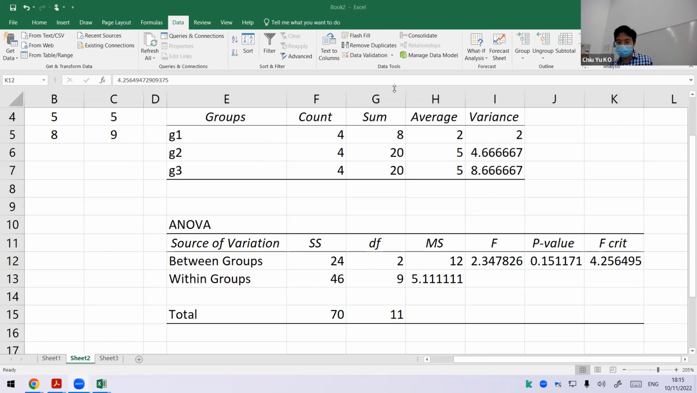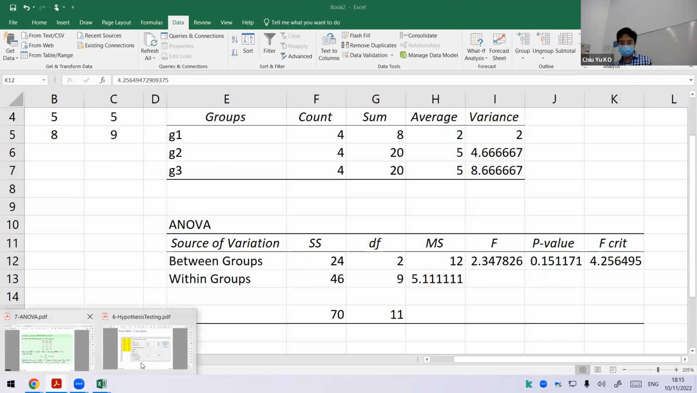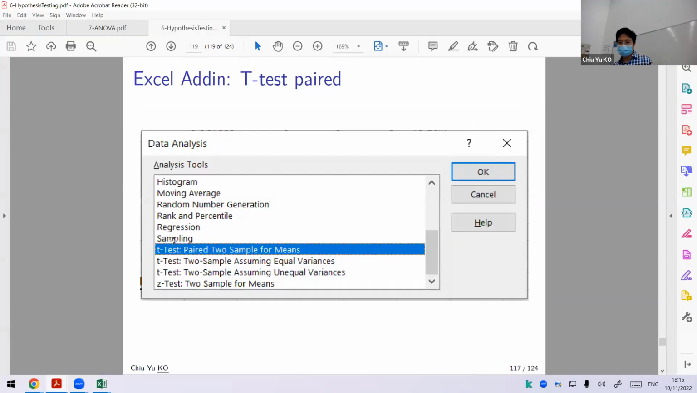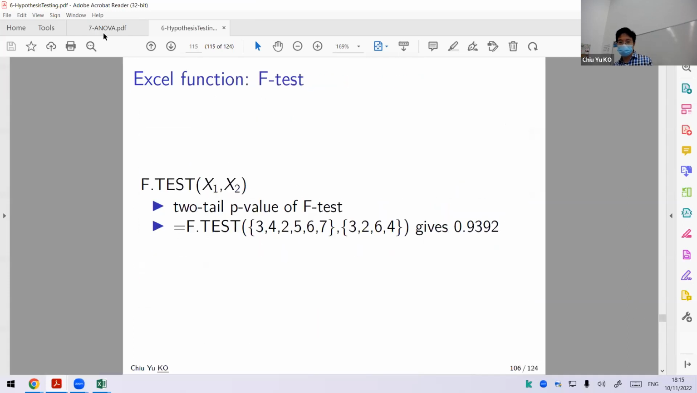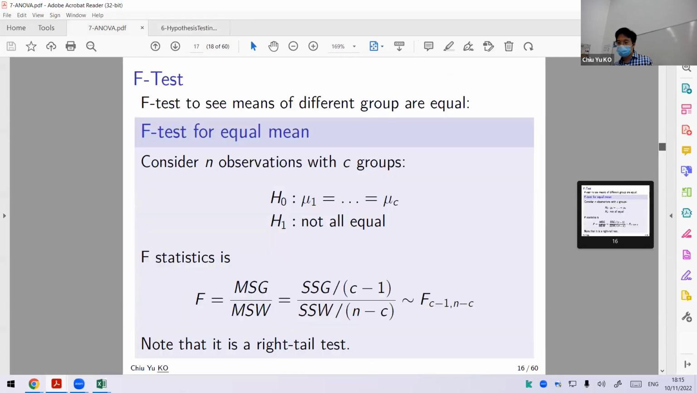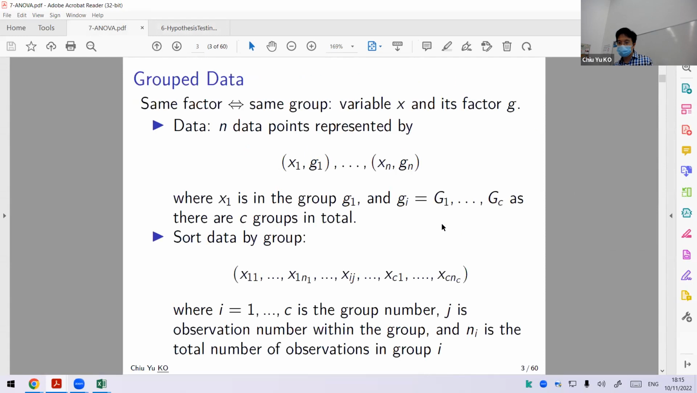See, on page 14 is the number of groups. Oh, I see it, at the beginning of the slide. Number of groups. Okay, is that okay?